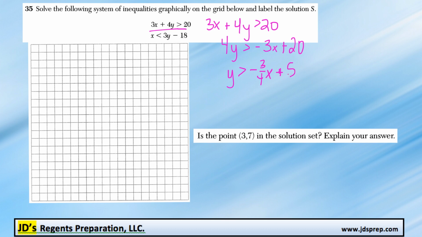And the reason I'm writing it in this style is that it's in slope y-intercept form, right? So we know in this case the slope is negative 3/4 and our y-intercept is 5. That's going to make our lives a lot easier when we have to graph it.